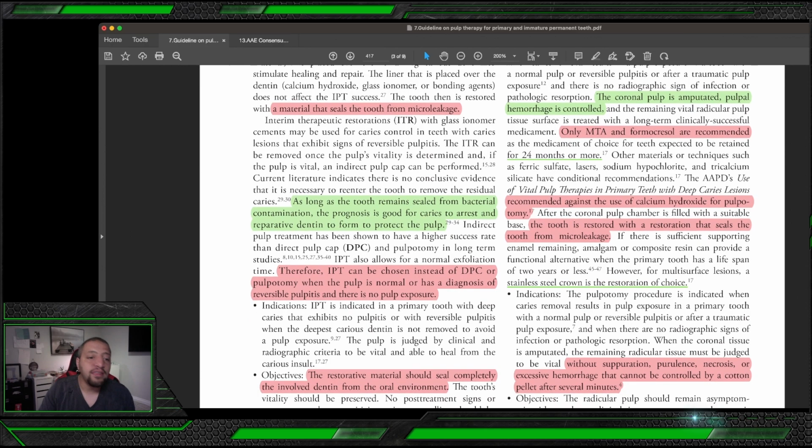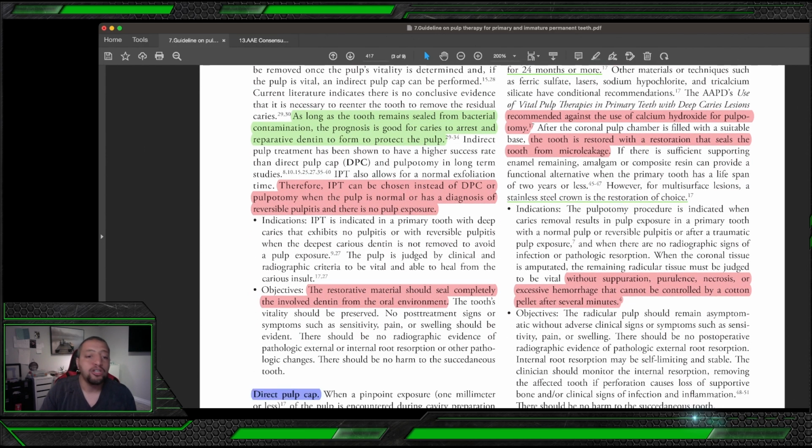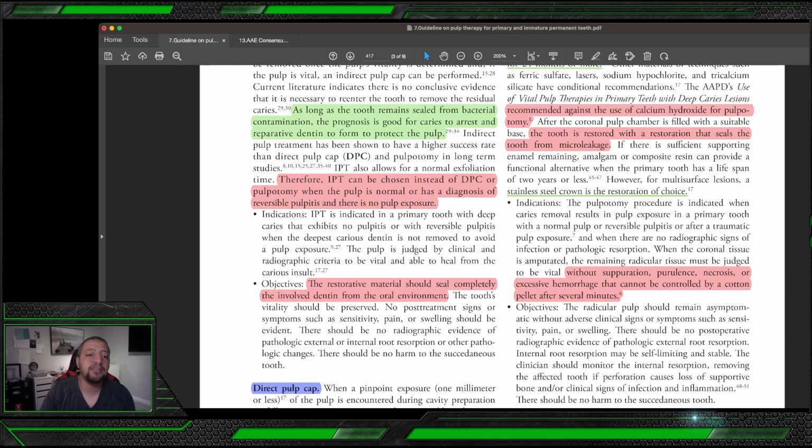Okay, and then he speaks about this one. He mentioned here that indirect pulp treatment has been shown to have a higher success rate than direct pulp capping and pulpotomy in long-term studies. IPT also allows for normal exfoliation time. IPT can be chosen instead of direct pulp capping or pulpotomy when the pulp is normal or has a diagnosis of reversible pulpitis and there is no pulp exposure. Restorative material should completely seal the involved dentin from the oral environment.